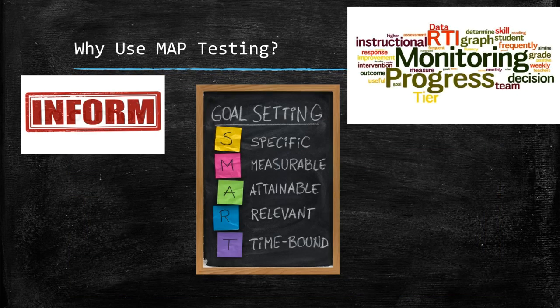Why use MAP testing? To inform instruction and learning, inform grouping, and differentiate support. But also to measure progress over time, specifically individual students' growth, which is a RIT score, to help students set learning goals, and to help parents understand their child's learning needs.